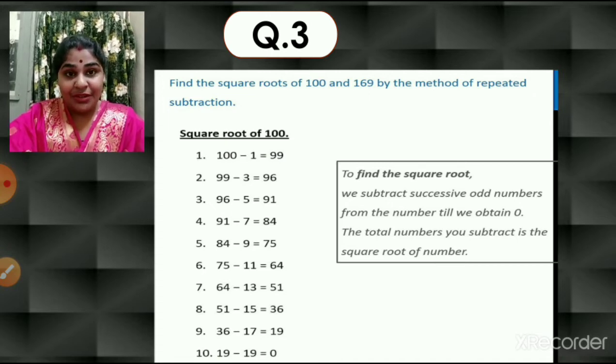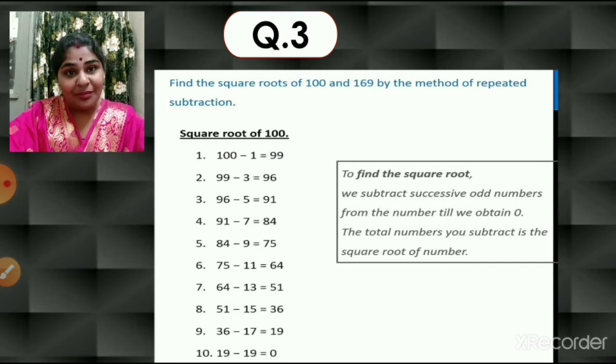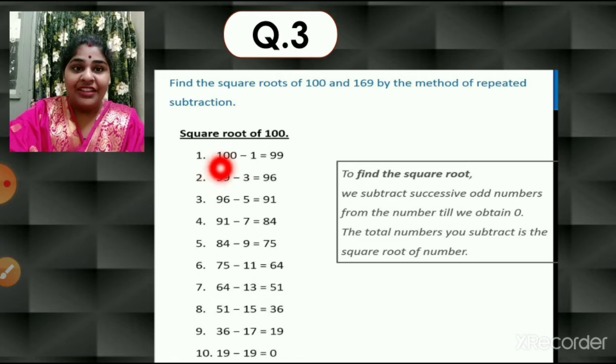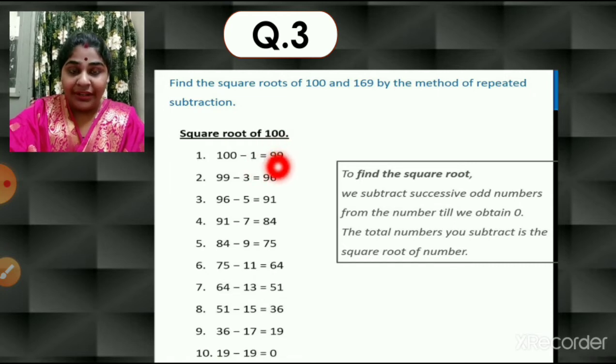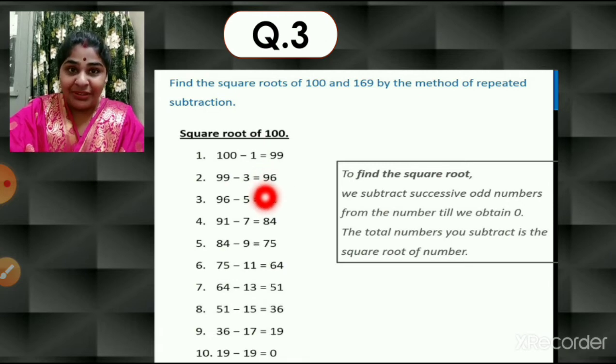As we have just seen, children, how to do it, whatever the given number, you have to keep on subtracting the successive odd numbers starting from 1. So let us begin. Let us see how to find the square root of 100. 100 minus 1 is equal to 99. Whatever number you get now, that is 99, minus the next odd number, 3. So 99 minus 3 is equal to 96. Now from that number you have to subtract the next odd number, that is minus 5.